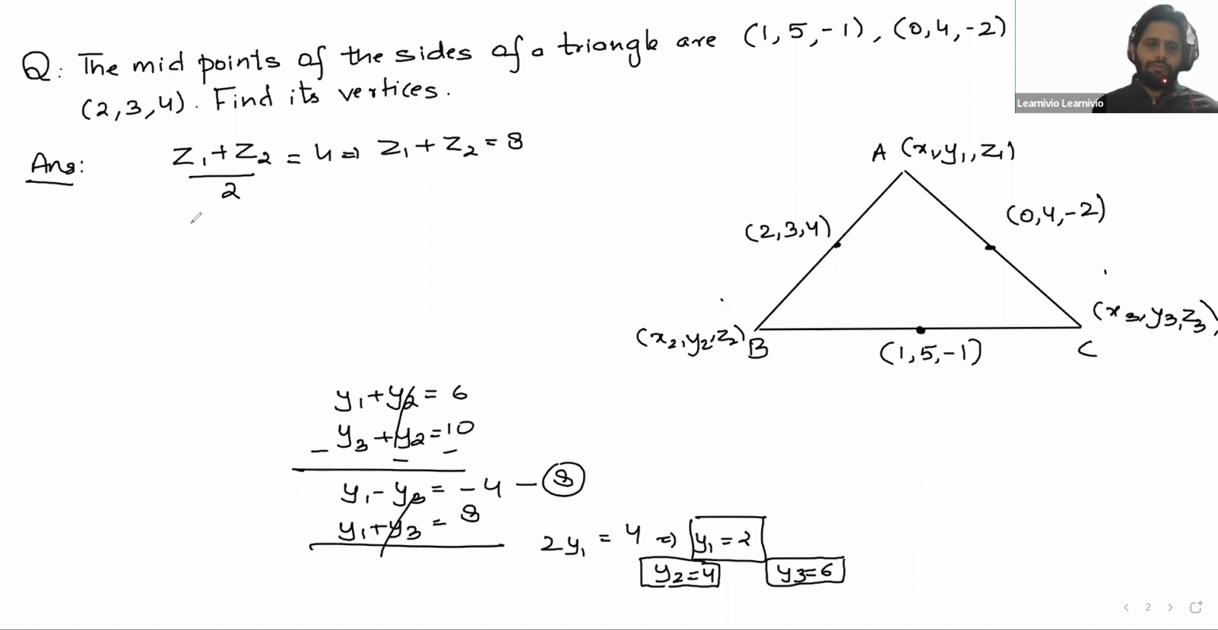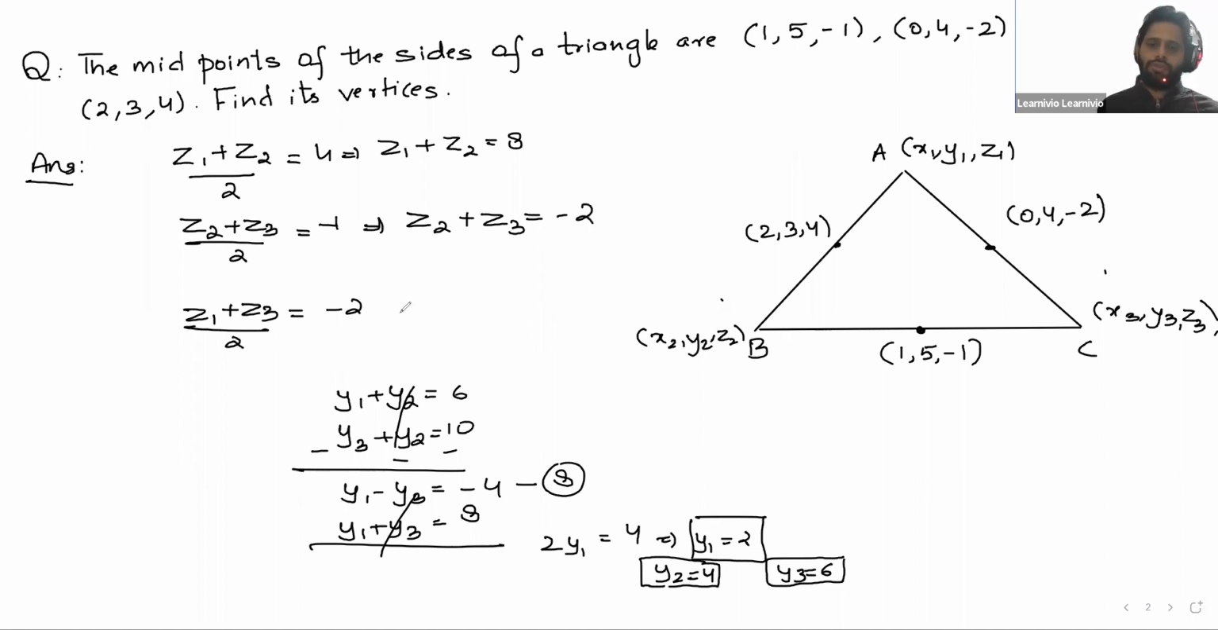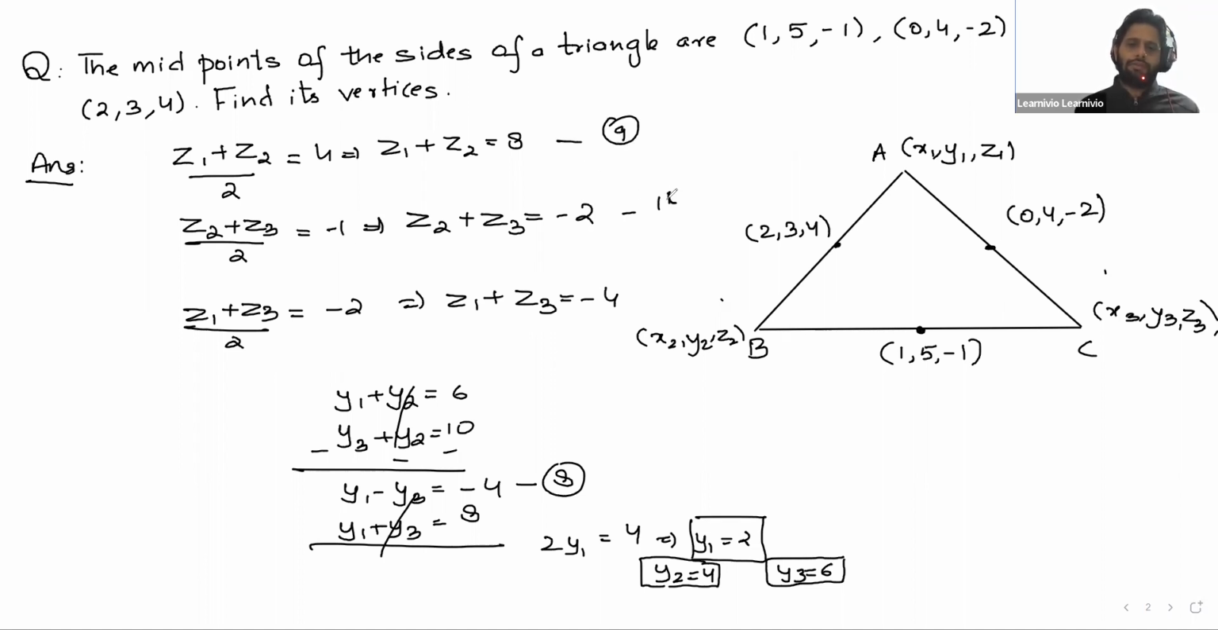Now next is z2 plus z3. z2 plus z3 by 2 is equal to 5. So we get z2 plus z3 is equal to 10. Next we have z1 plus z3 by 2 is equal to minus 2. This is 4 and this is minus 1. This will give minus 2. So this z1 plus z3 is equal to minus 4. So we will take these equations. Let this be 9, this is 10, and this is 11.